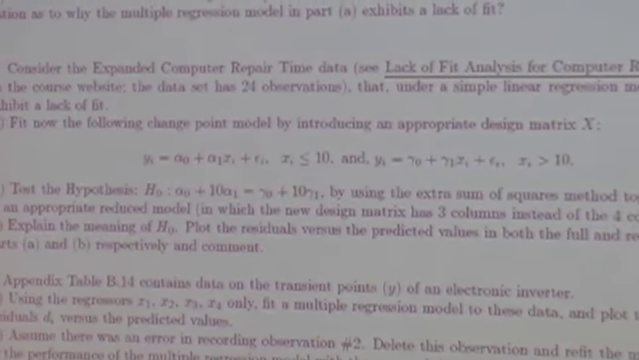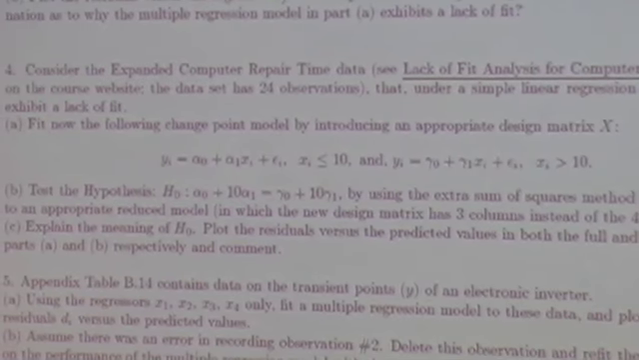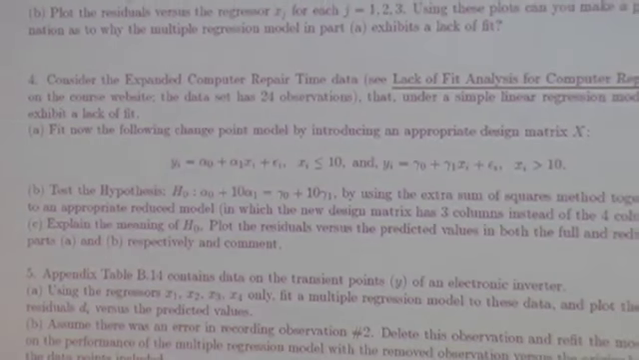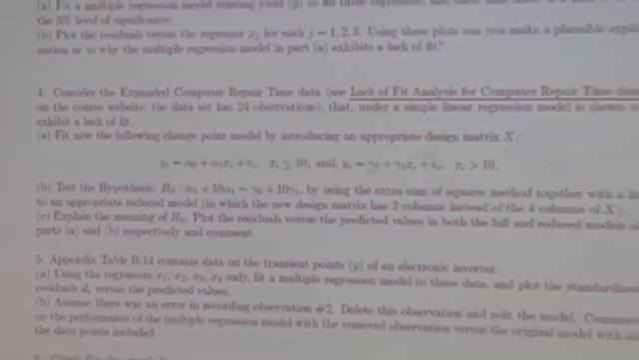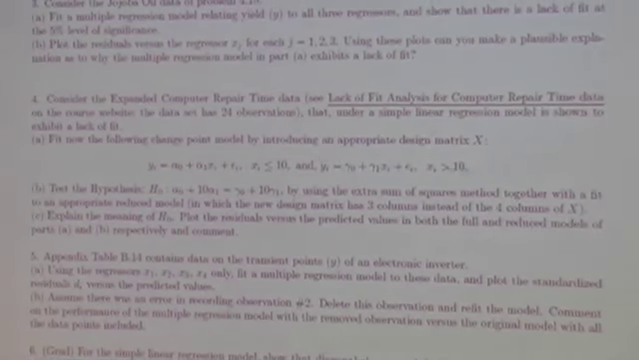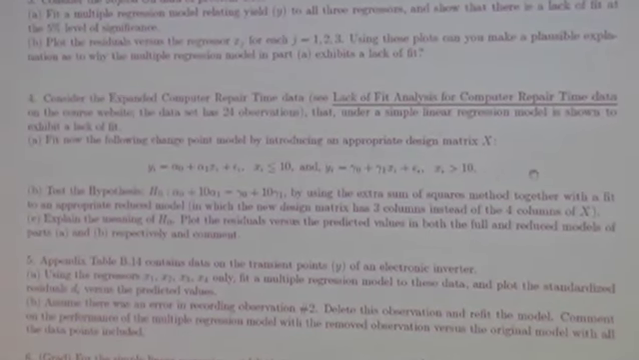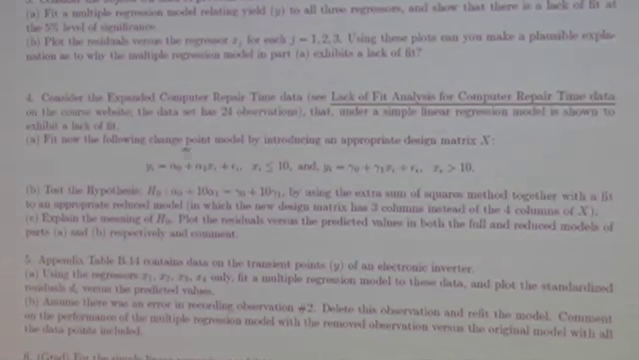Now, fit the following change point model. That's the idea of the spline. We didn't have a name for it before, but anyway, fit now the following change point. So it's two different linear approximations. One for x less than or equal to 10, one for x greater than 10. Test the hypothesis and so on by using the extra sum of squares method, by introducing the appropriate design matrix X.